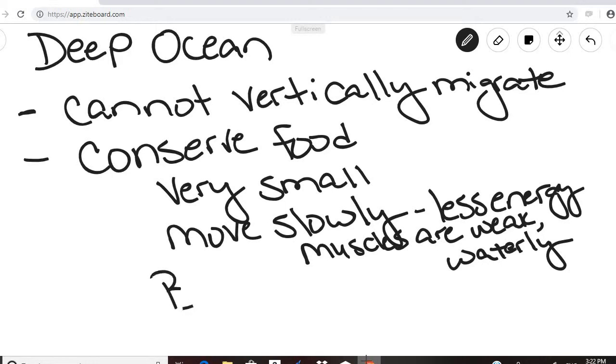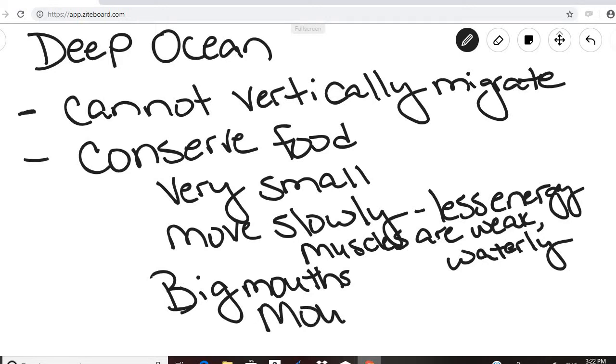They have big mouths, and that's because they need to eat whatever prey they can. And so some of the animals are basically just a mouth and a stomach. So big mouth and then some way to digest and deal with the food.